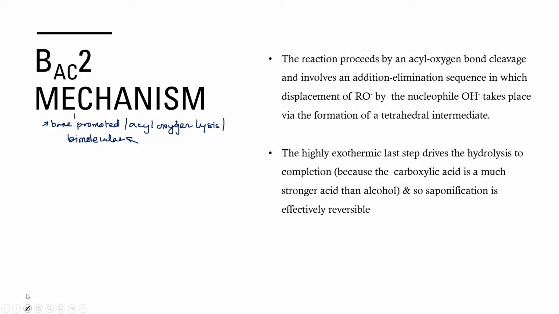So let's look at how the mechanism appears like. So you have R, C double bond O, O R dash. This comes in contact with OH minus. OH minus attacks over here. It creates R, C, O minus, OH, OR dash. It comes over here. This goes out.